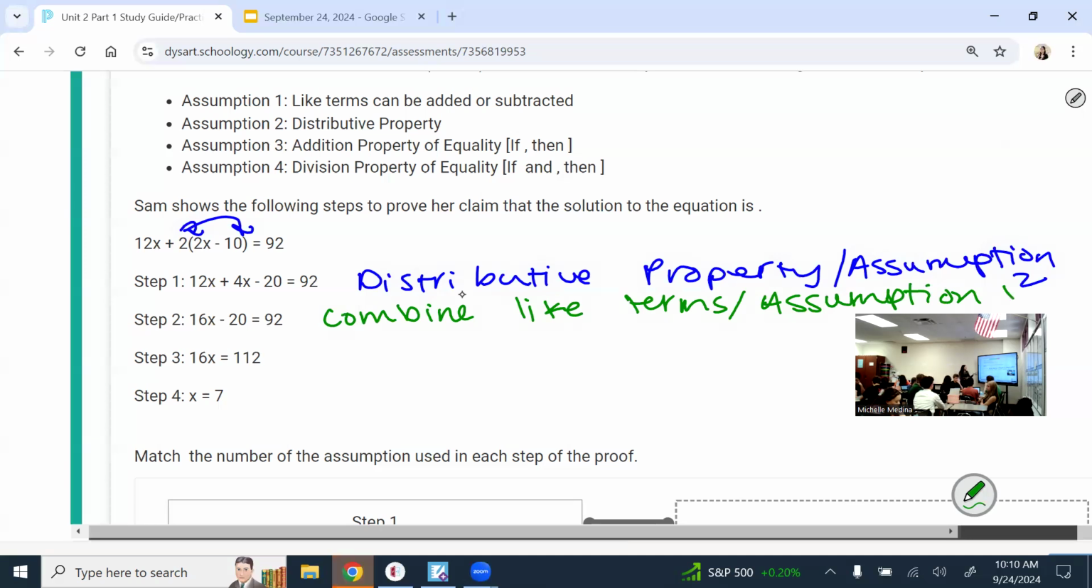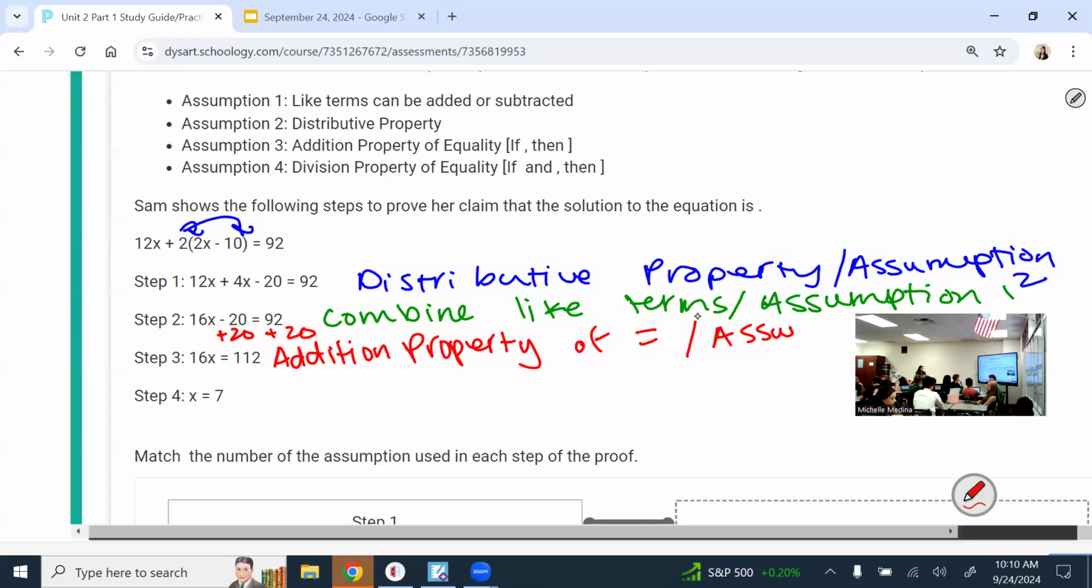All right, now see the difference from step 2 to step 3. What changed? The minus 20 is not there anymore. How do I make the minus 20 go away? Add 20. Did they do that on both sides? And they're supposed to, because that's how you keep it equal. So what do we call that when we add the same thing on both sides? Good, addition property of equality. Make sure that when you're reading these, you're seeing what they did to go from the previous step to the next one. And that goes with assumption 3.